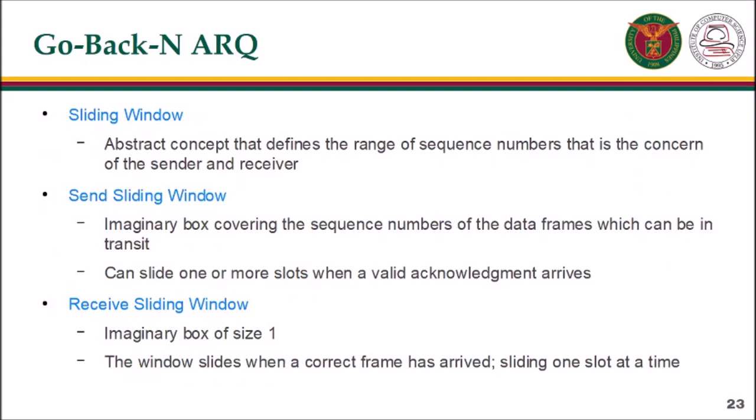Here we introduce some new concepts. First, the sliding window. It is an abstract concept that defines the range of sequence numbers that is the concern of the sender and the receiver. The send sliding window is an imaginary box covering the sequence numbers of the data frames which can be in transit. It can slide one or more slots when a valid acknowledgement arrives. The receive sliding window is an imaginary box of size 1. The window slides when a correct frame has arrived, sliding one slot at a time.